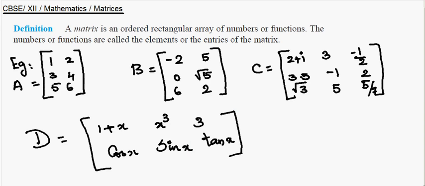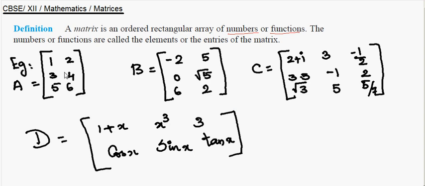Hello friends, today we'll see the next chapter, that is matrices. What do you mean by matrices? A matrix, the definition is given like this. A matrix is nothing but an ordered rectangular array of numbers or functions.